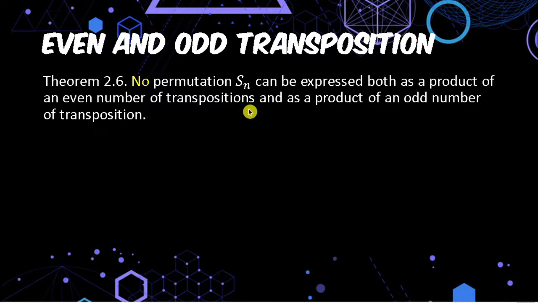Ibig sabihin, hindi pwedeng both. Kung ang isang permutation ay may express as transpositions, and if you count the number of transpositions na nagamit, kung even lang yan, hindi pwedeng minsan even, minsan odd. Well, of course, this theorem is a bit obvious, no? Parang self-explanatory, but this is important for the following definitions kasi.